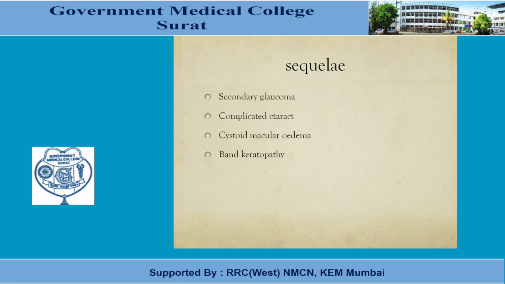It can cause cystoid macular edema, I already told you, because of the prostaglandin release in inflammatory processes. And it can even give rise to band-shaped keratopathy. In the palpebral fissure, you have a horizontal opacity. Generally, it is seen in juvenile rheumatoid arthritis. Those patients who have that can develop band keratopathy.